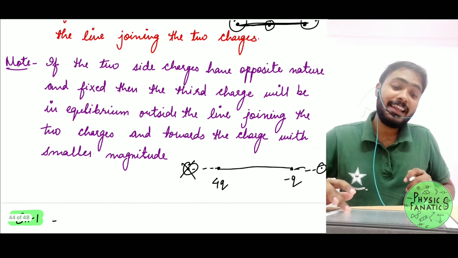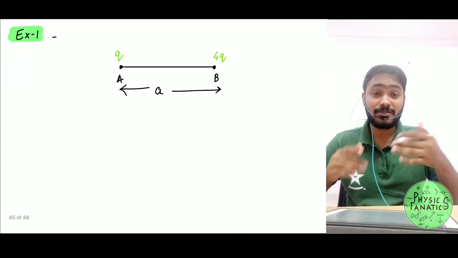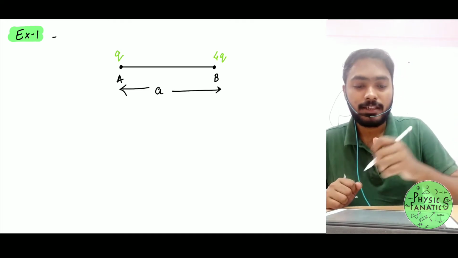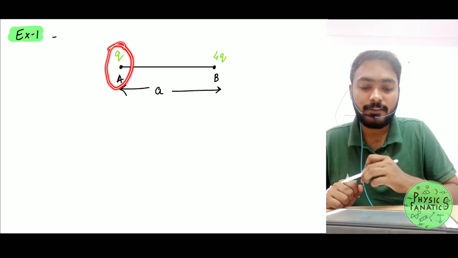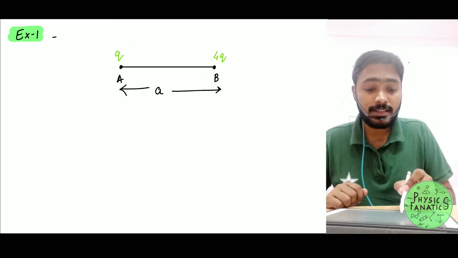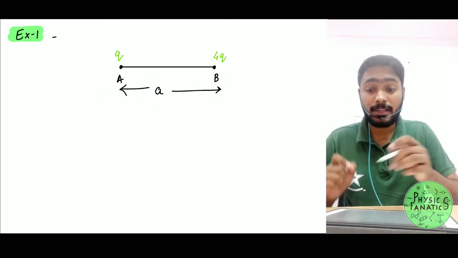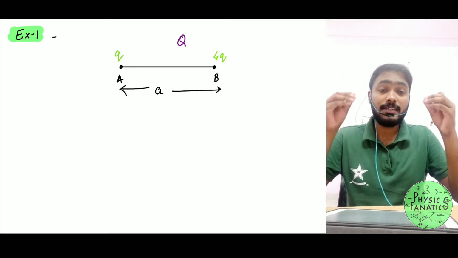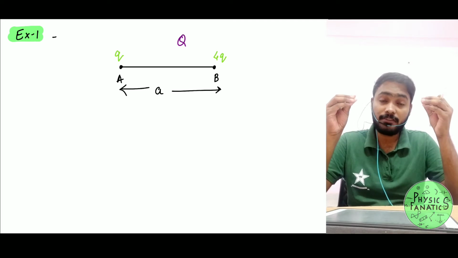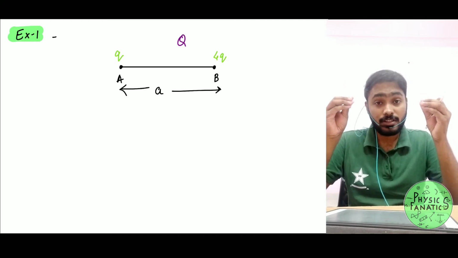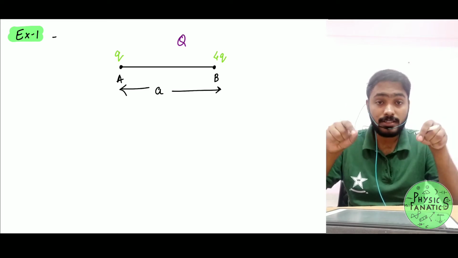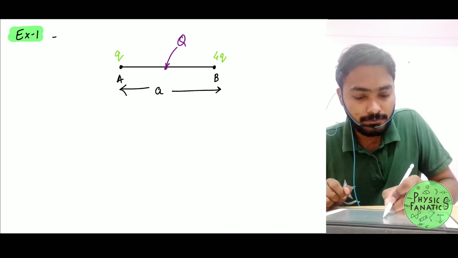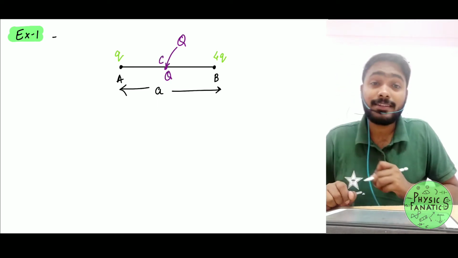If that is understandable, let's try to do some questions based upon that, so that we can get a better understanding of what we have just heard. Here we are talking about the same thing. I have position A, position B, q and 4q charges separated by a distance, and I'm going to bring a q charge. According to our note, if both natures are same and they are fixed, then I can bring my third charge and it can be in equilibrium in between the two charges, on the line joining. So I'm going to place it over here. Let me call it charge q, point C.